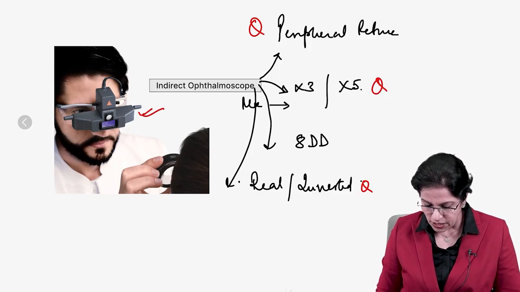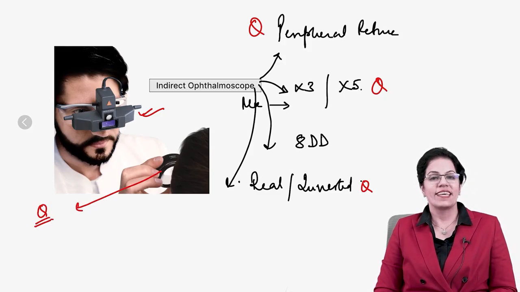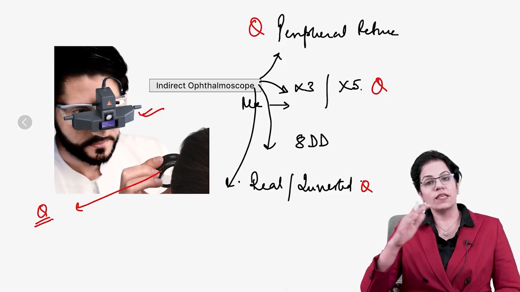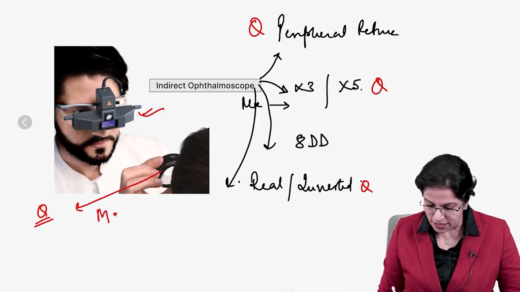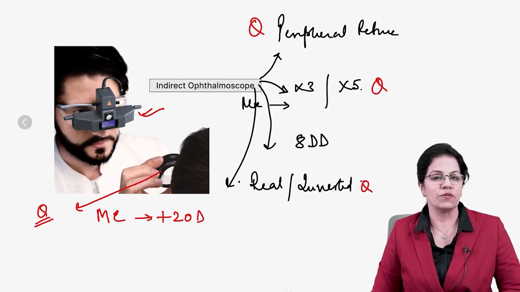Now as you can see here, the examiner, this is the light source, this is the lens he's using. So the next question is, what is the power of the lens? The power of the lens can vary from plus 13 to plus 30. But most commonly what is used is plus 20 diopters. This is another question of your exam.